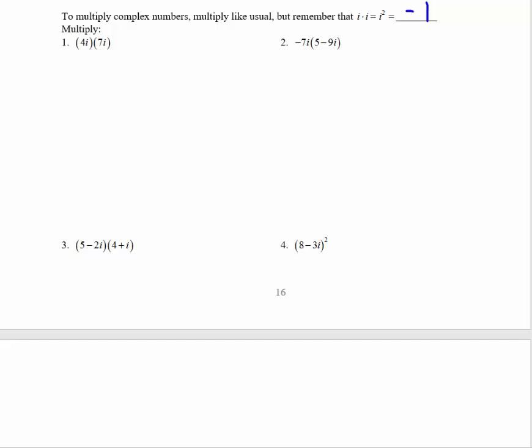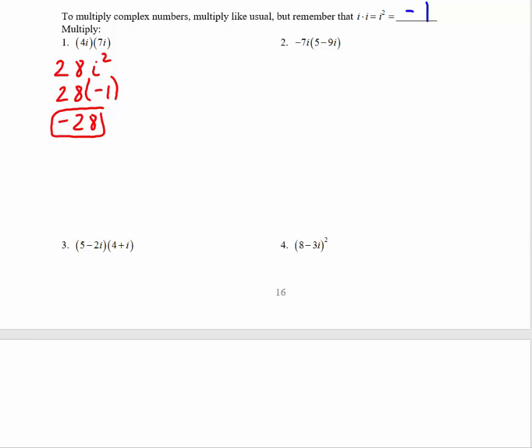So multiply. Number 1, 4i times 7i. We'll multiply 4 times 7, I get 28, and i times i is i squared. This is multiplication, and we know i squared is negative 1, so 28 times a negative 1 is negative 28.